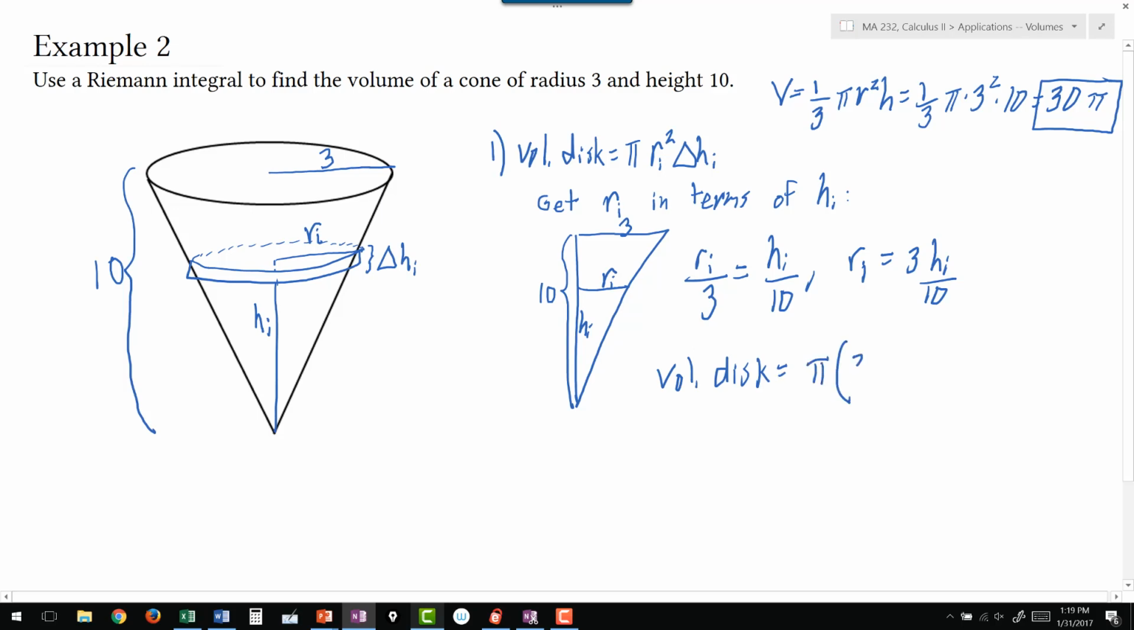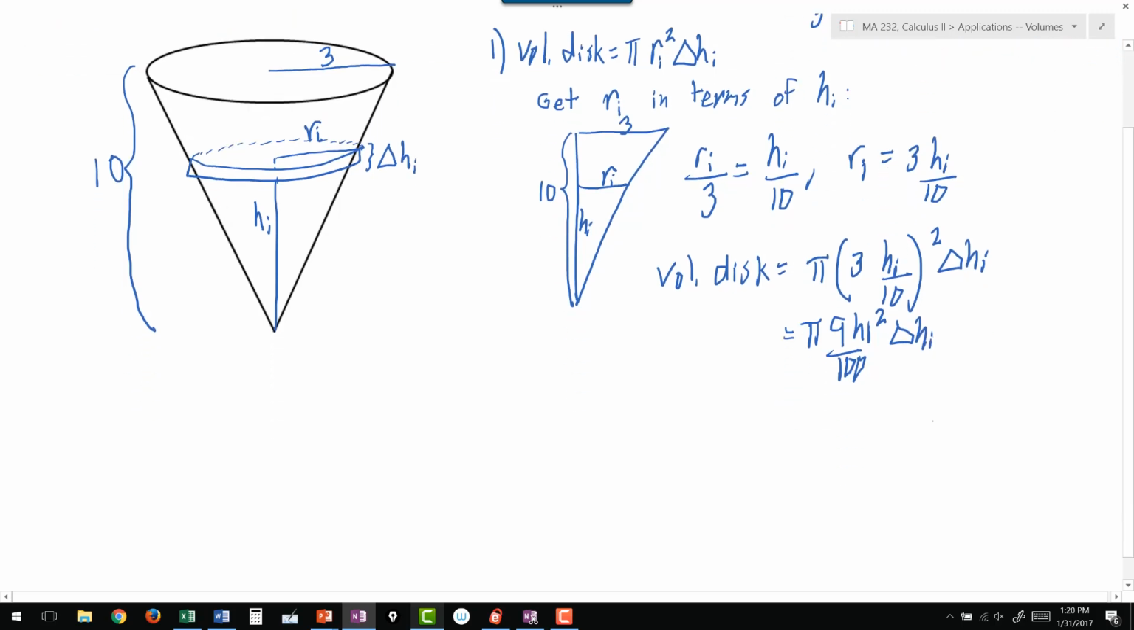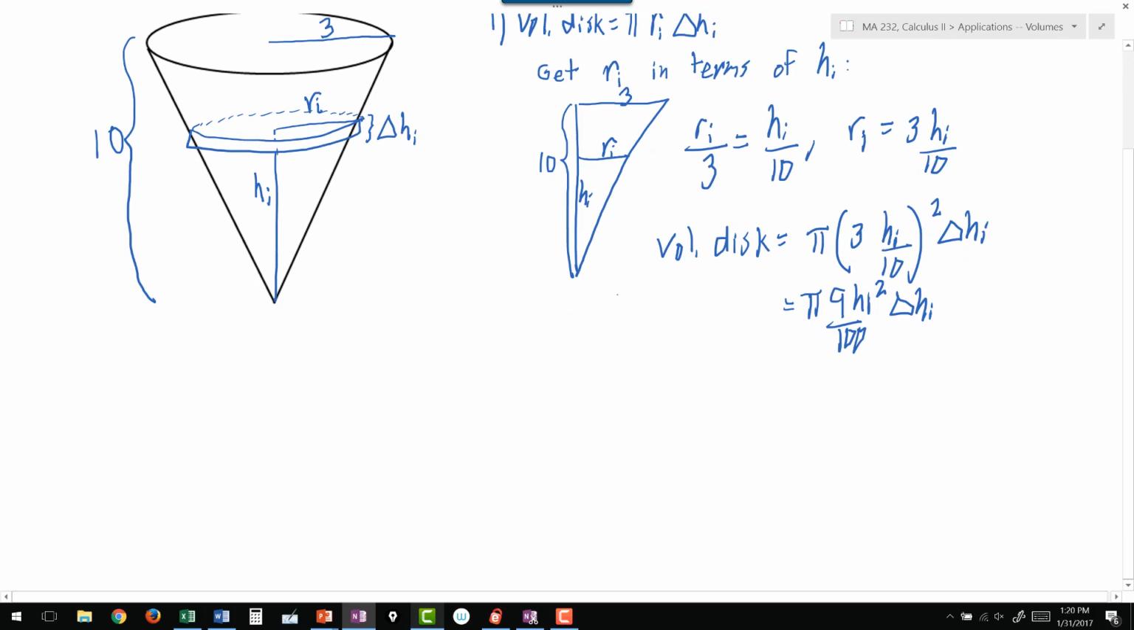That allows me to now write the volume of a disk purely in terms of h sub i. So I get pi times (3 h sub i over 10) squared times delta h sub i. And I can rewrite that if I want to simplify it a little bit, and I would get pi times 9 h sub i squared over 100 times delta h sub i. So that's the volume of the ith disk, one of many imagined slices for the cone.